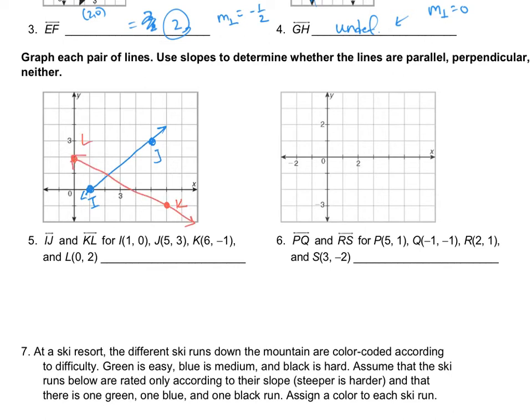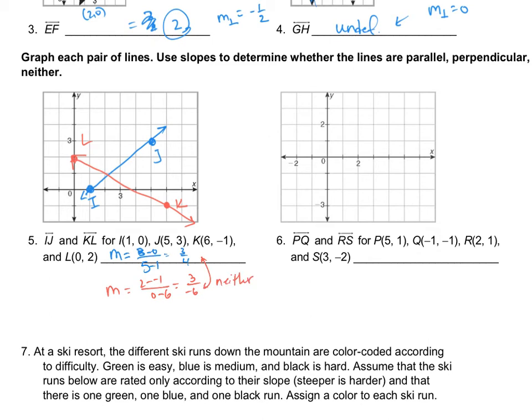Okay, we need to find each of these slopes. So, the slope of the blue one will be 3 minus 0 over 5 minus 1. This gives me 3/4. The slope of the red one will be 2 minus negative 1 over 0 minus 6. This gives me 3 over negative 6. Are these parallel, perpendicular, or neither? And these are neither.